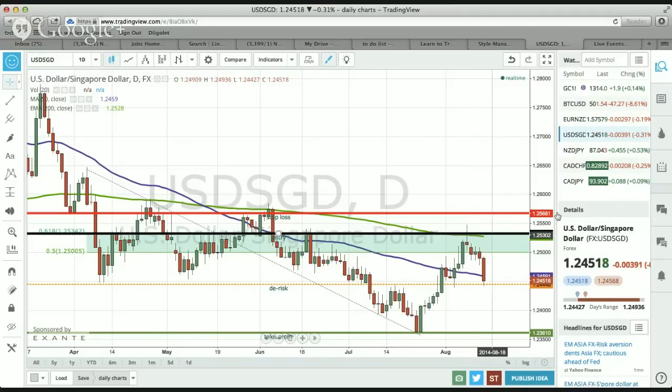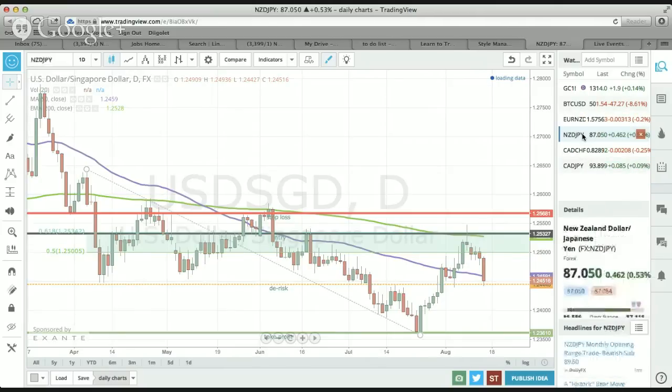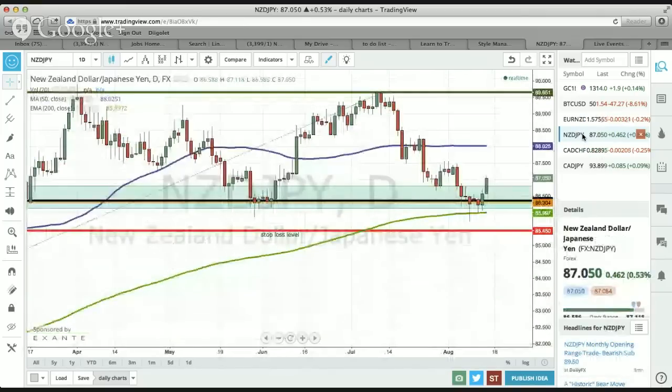Okay, dollar Singapore. Cancel that and remove it from my watch list. These charts, by the way, are tradingview.com. I really enjoy those charts. Highly recommend them. I think they're pretty awesome.